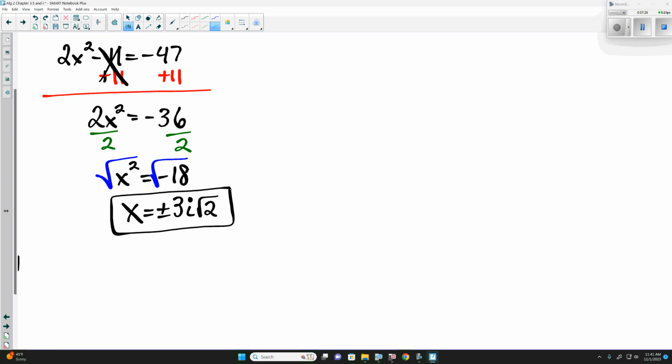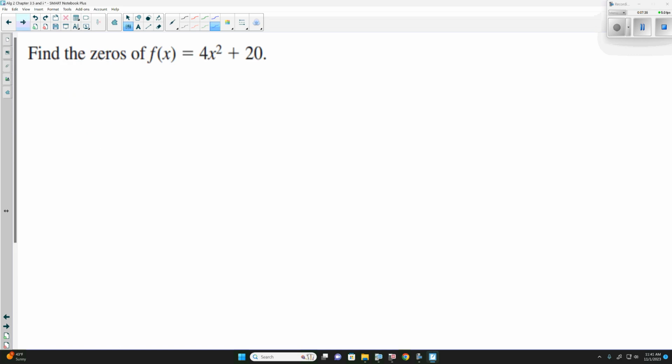Questions on anything we've done so far? Are you ready for the next one? Now, this is the last one we're going to do of this type before we move on to the next piece. And this here, f of x equals 4x squared plus 20.